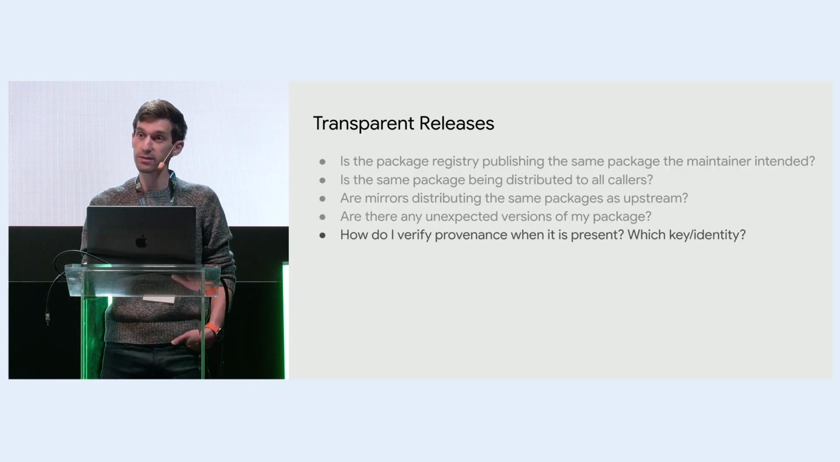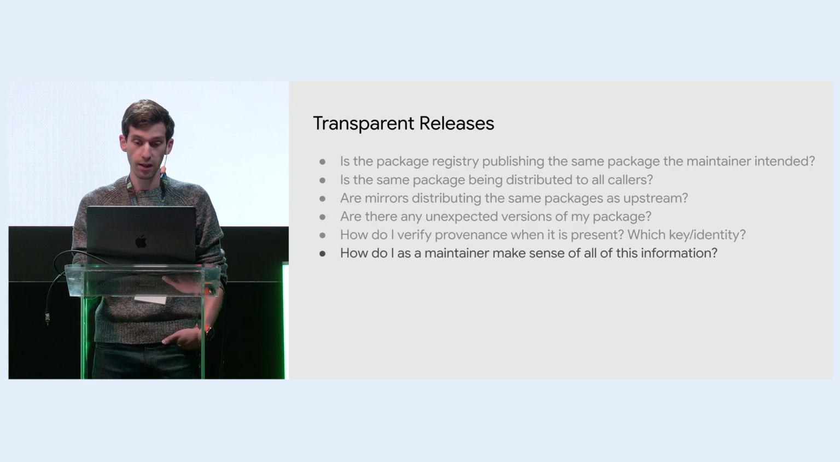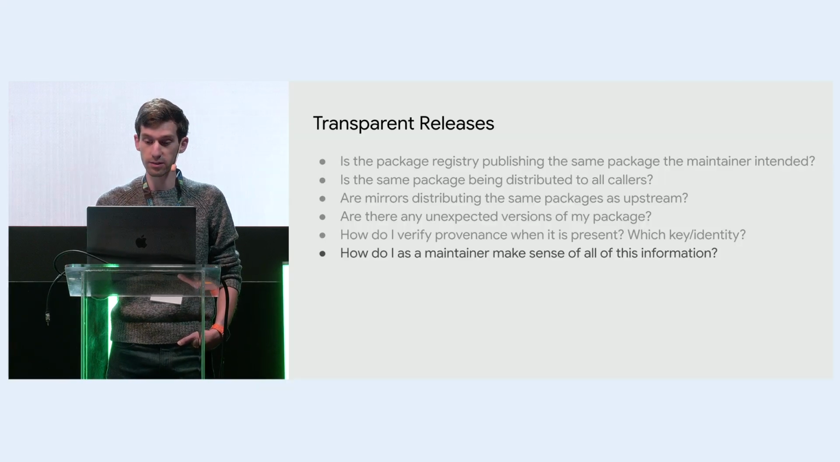If provenance is present, how do I verify it? What's the expected key or identity that should be used to verify the provenance? And of course, thinking about this full end-to-end story, how do I as a maintainer make sense of all of this information?